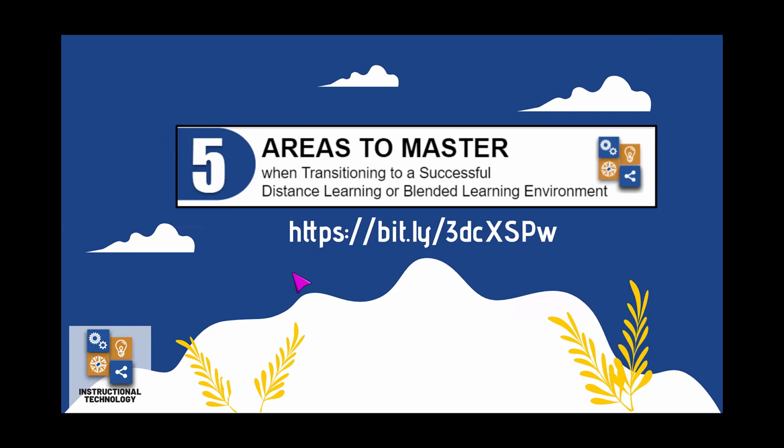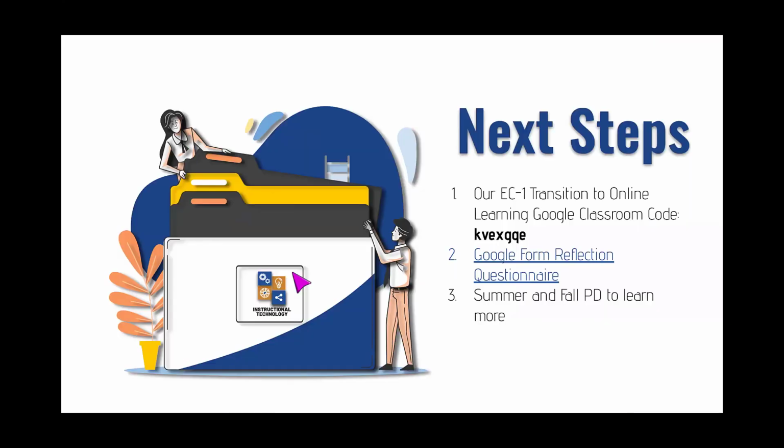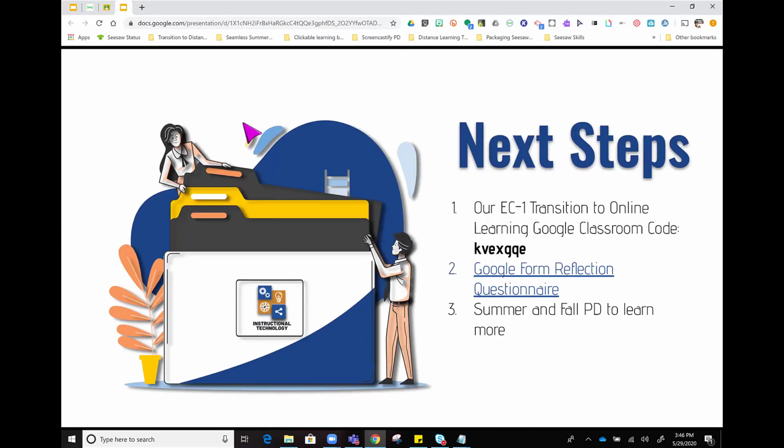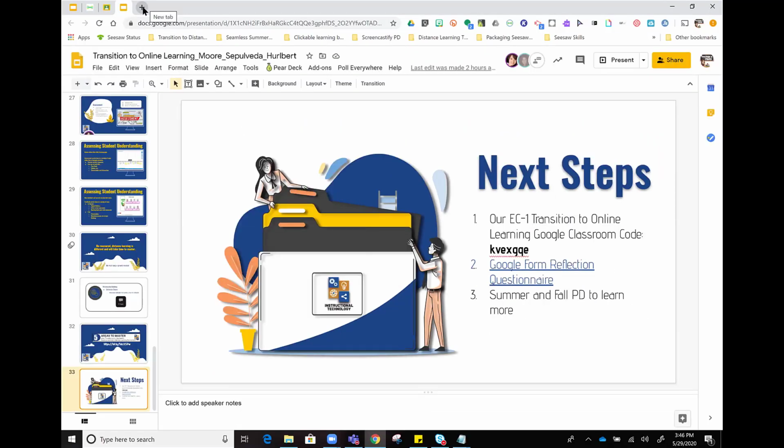Yep. So just to wrap things up, today was designed to help you understand the 5 components that need to be occurring for effective distance learning. So your steps moving forward are to think about the summer and fall PD opportunities. What do you need to learn more about to fill in any gaps in the areas that we talked about today? So we're going to share our classroom with you first.